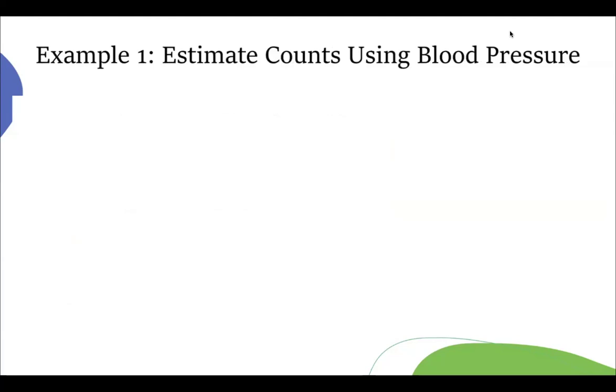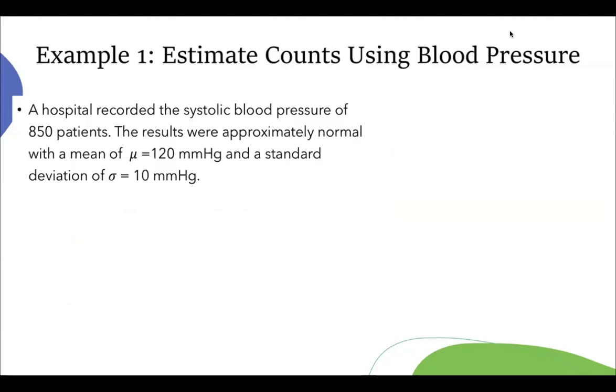So let's look at a problem where we are provided with a normal distribution and we have to estimate a count. We're going to be using a blood pressure example here. A hospital recorded the systolic blood pressure of 850 patients. Okay, so we have a size here. The results were approximately normal. So that's another way of saying normally distributed. And the mean is 120 and the standard deviation is 10. Now we're not told whether or not 850 is n, lowercase n or capital N, sample or population, but it does not matter to solve this problem.